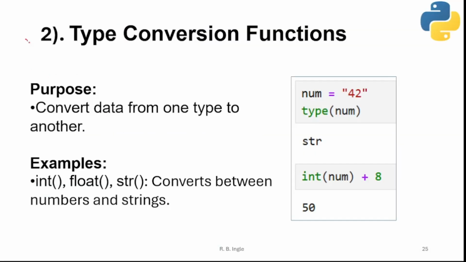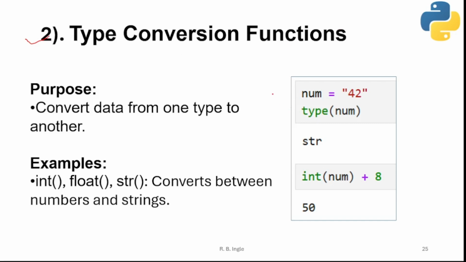Now second is the type conversion function. Type conversion functions are used to convert the type of the data. If you have string data and want to convert it to numeric or integer data, you can do that by using a type conversion function. If you want float data from an integer value, we can use it too. It simply converts data from one type to another.